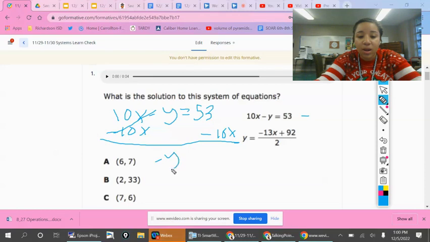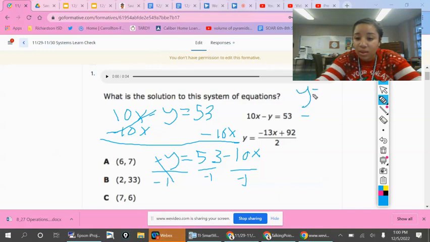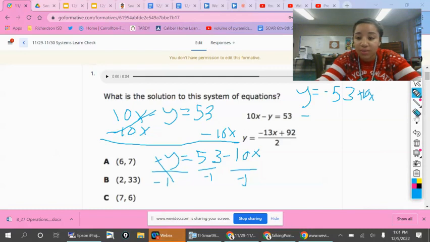This would be negative y equals 53 minus 10x. And we have to get rid of this negative 1, so I'm going to divide each term by negative 1. So then we have y equals negative 53 plus 10x. Okay, so that would be this first equation.